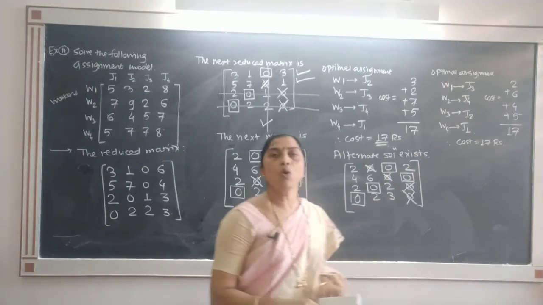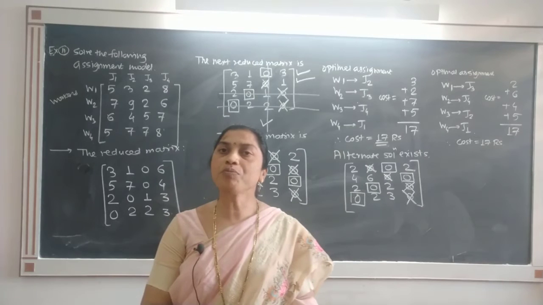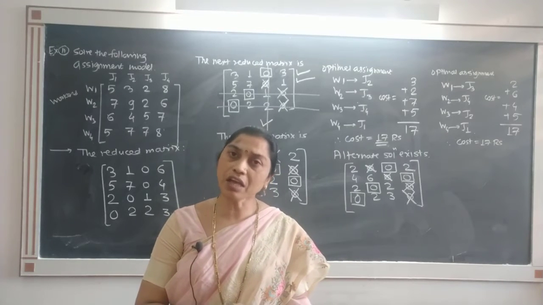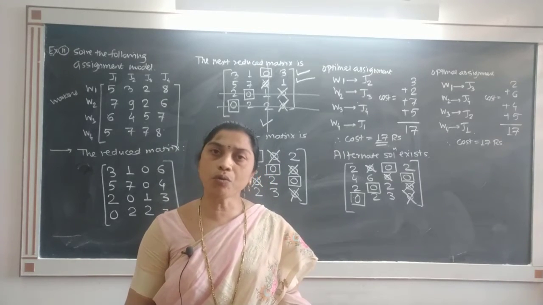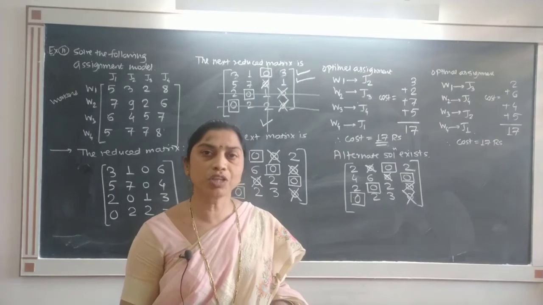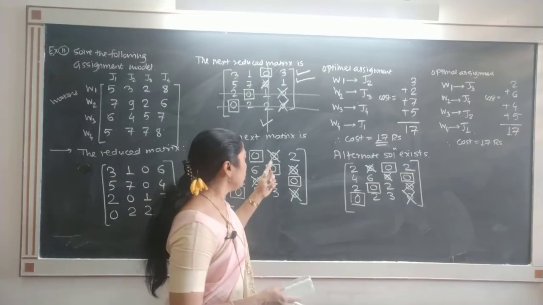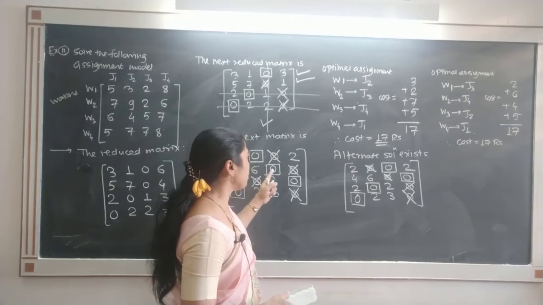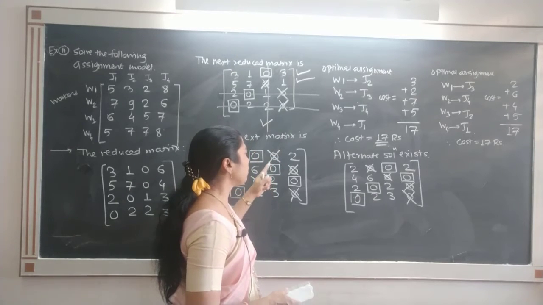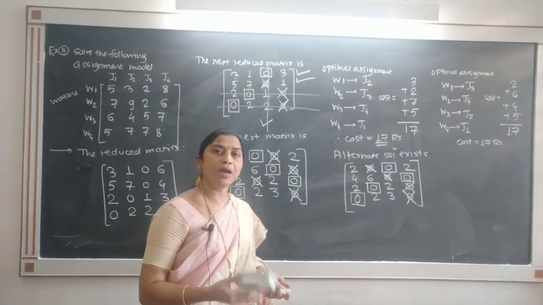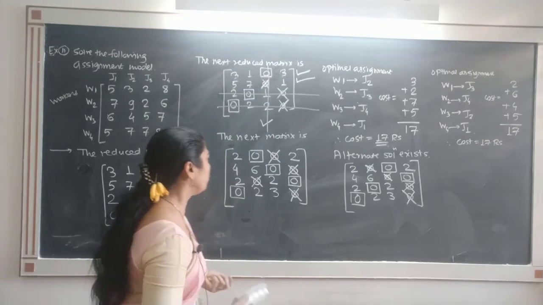Observe that because we are able to strike off the 0 in another way, there are more multiple solutions for this problem. So now here also there are two possibilities. So one can select any one and find the alternate optimal solution.